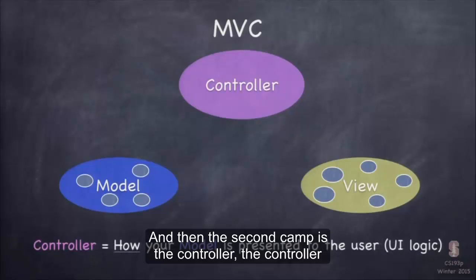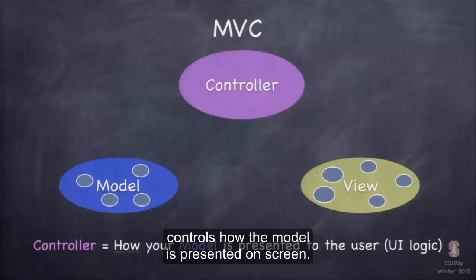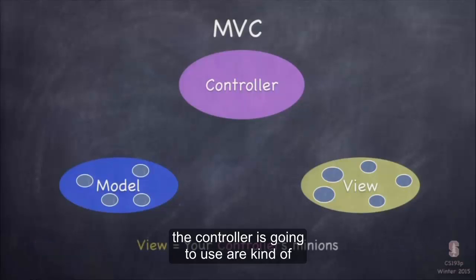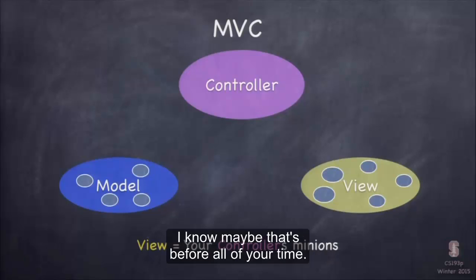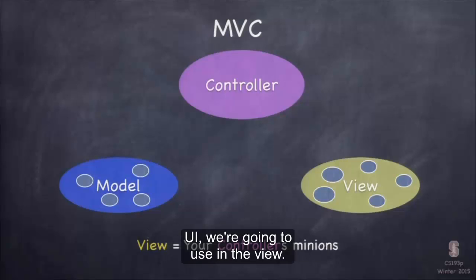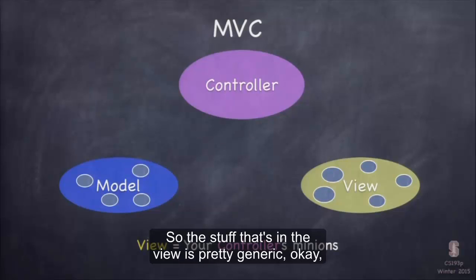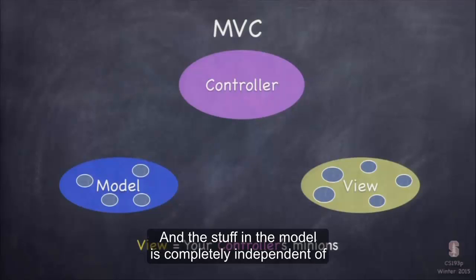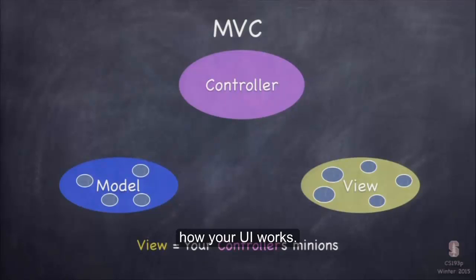And then the second camp is the controller. The controller controls how the model is presented on screen. And the view is the minions, the classes that the controller is going to use, kind of like the building blocks, the Lincoln logs. I don't know, maybe that's before all of your time, but the things we're going to do to build our UI, we're going to use in the view. So the stuff that's in the view is pretty generic. Generic UI elements. The stuff in the controller is very specific to how your UI works, and the stuff in the model is completely independent of how your UI works.